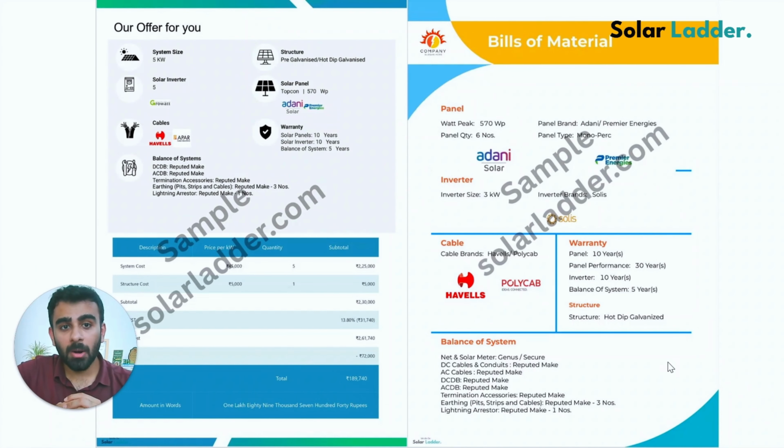The next page we'll talk about is the bill of material page. It is by far one of the most important pages. Why? Because it is the page that the customer actually uses to compare your proposal and all your competitors' proposals.